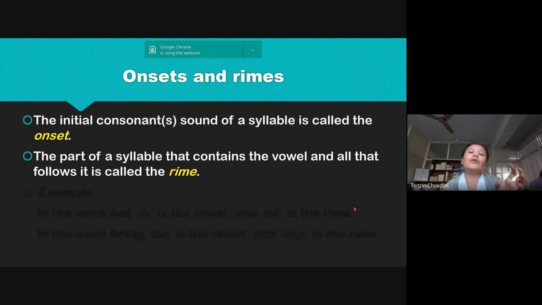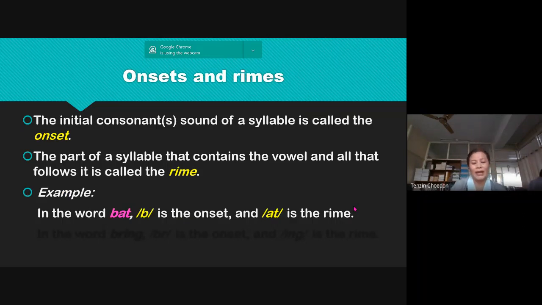So when you have to break a syllable into onset and rime, you just need to check the vowel. The consonant that comes before the vowel is the onset. It can be a single consonant, or a consonant sound, two consonants together. And from the vowel, the vowel and all the remaining part is the rime. The example will make it more clear.